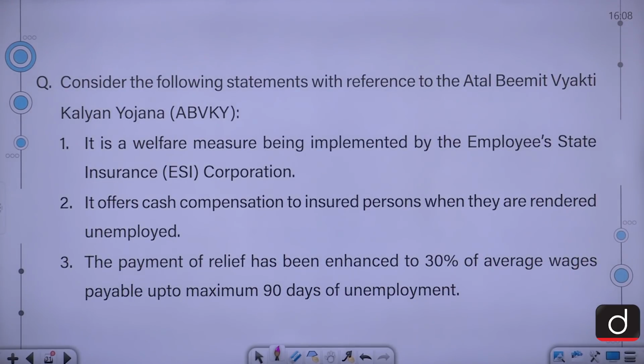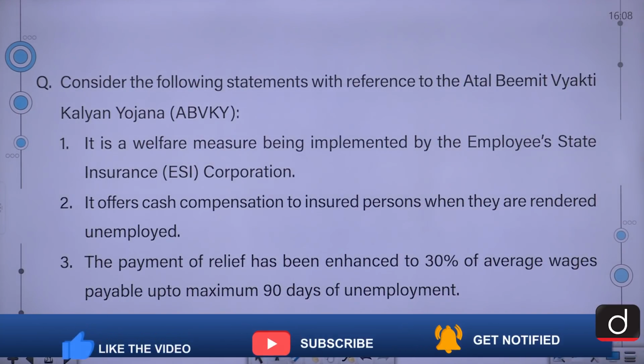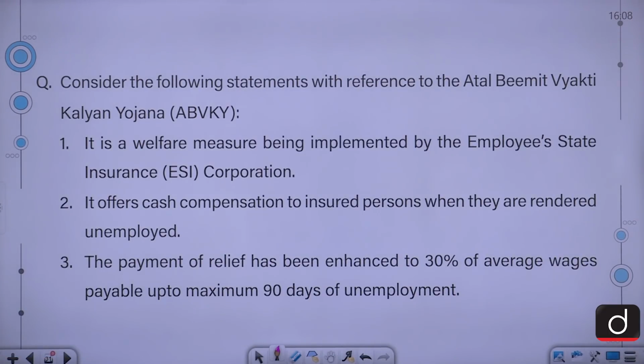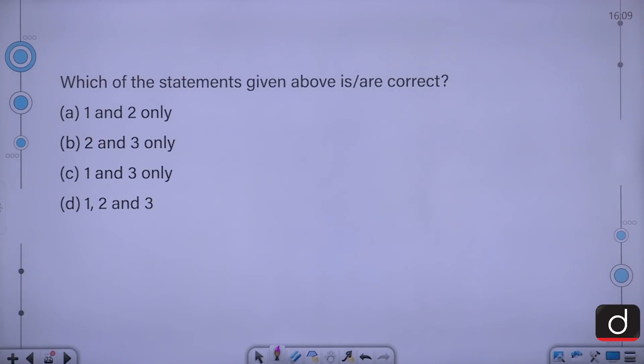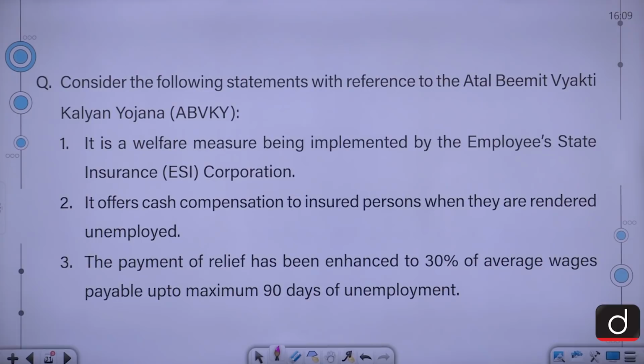Moving on to the next question, consider the following statements with reference to Atal Bimit Vyakti Kalyan Yojana. It is a welfare measure being implemented by the Employees State Insurance Corporation. It offers cash compensation to insured persons when they are rendered unemployed. The payment of relief has been enhanced to 30% of average wages payable up to maximum 90 days of unemployment. Which of the statements given above is or are correct? 1 and 2 only, 2 and 3 only, 1 and 3 only, 1, 2 and 3. The correct answer to this question is A, that is 1 and 2 only. These two statements are correct.